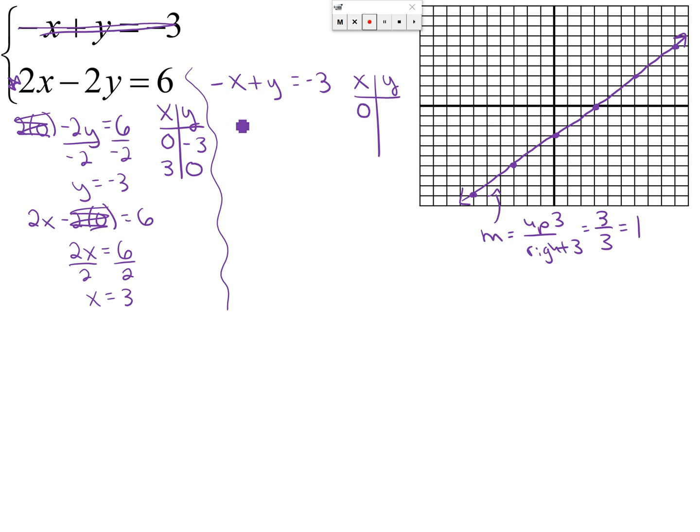If I put a 0 in for x, negative 0, well, that's just 0. I'm left with y equals negative 3. Then what we have is put a 0 in for the y. So I get negative x plus 0 equals negative 3. So negative x equals negative 3. We know there's a negative 1 really in front of there. So we divide by it, just like we did in our last example. And my x equals 3.